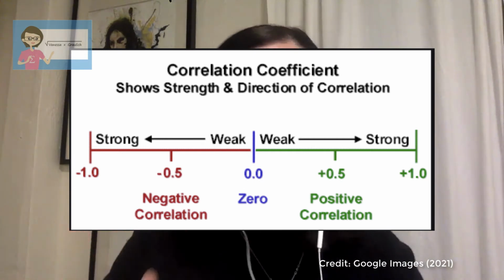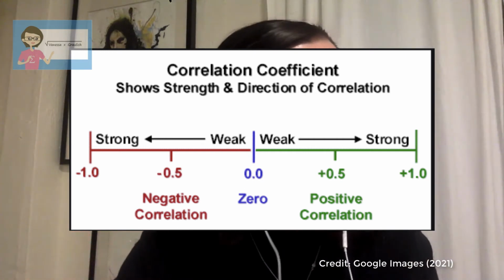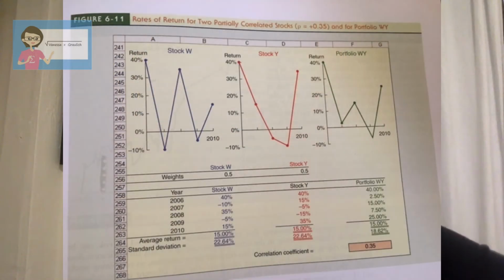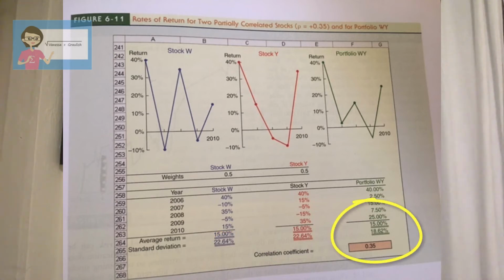Now, look at this one. So here, rho, or the coefficient of correlation, is 0.35. Notice that now you have a stock W and you have a stock Y. And when you put them both together, look what's going to happen. The average return stays the same, 15%. But when you do the standard deviation, notice that your risk actually went from 22.64 to 18.62. Conclusion, and this is the most important thing you will always learn in finance: diversification does nothing to reduce risk if the portfolios consist of stocks that are perfectly positively correlated.